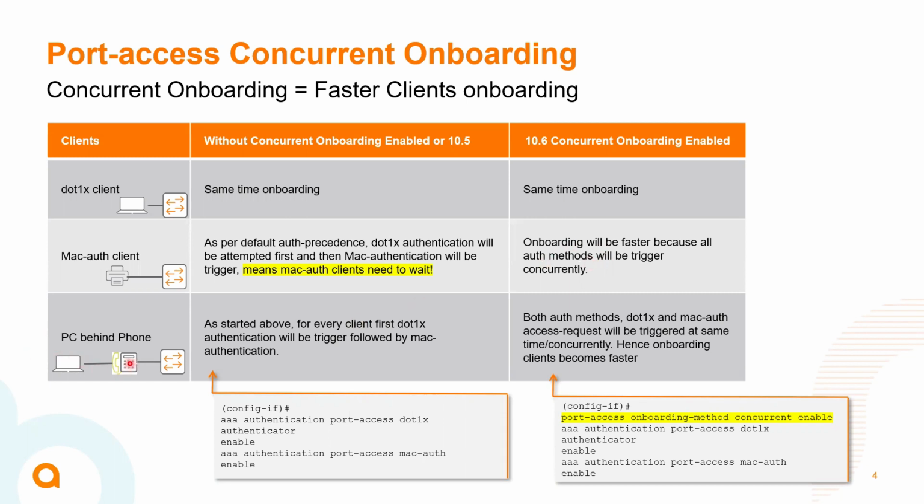Consider another case where you have a PC behind a phone. The phone is an older phone, which is not an EAP-capable phone. It is a Mac auth client, and you have a PC. The PC, as soon as it reaches the AOS-CX switch, will get onboarded, whereas the phone takes a longer time to get onboarded. Because the phone is not getting authenticated, the port, whichever port you are connected to, will not be open for communication. Hence, concurrent onboarding solves this problem of delay in onboarding and brings faster onboarding of the clients.